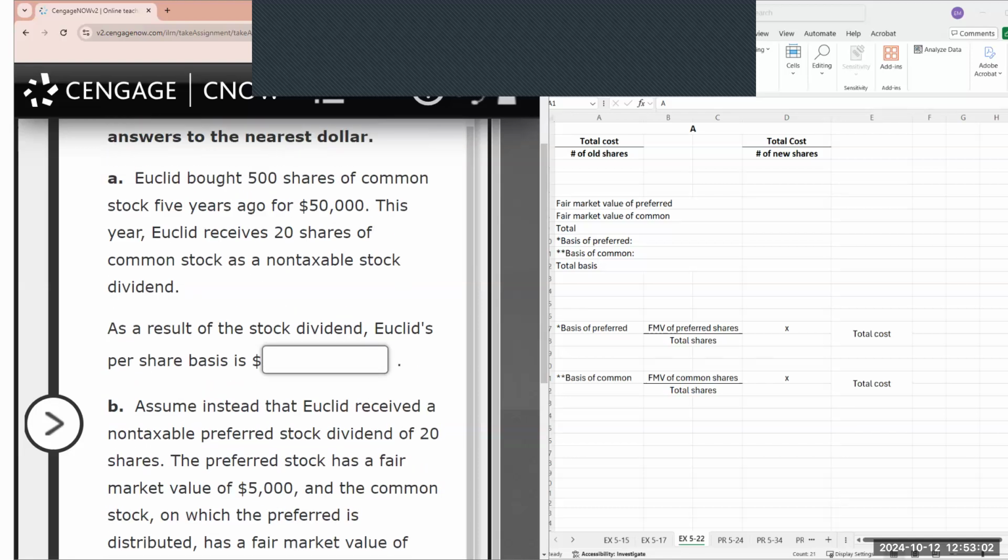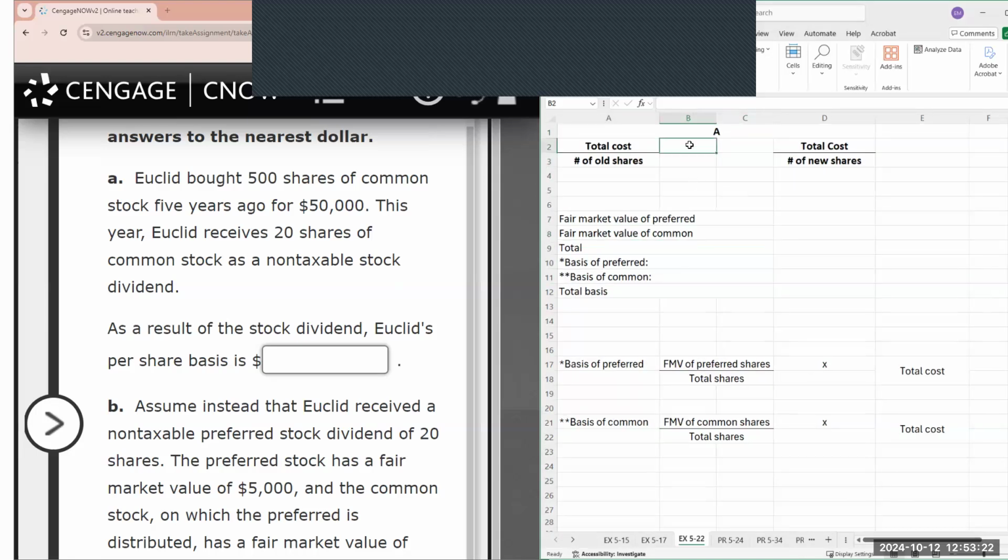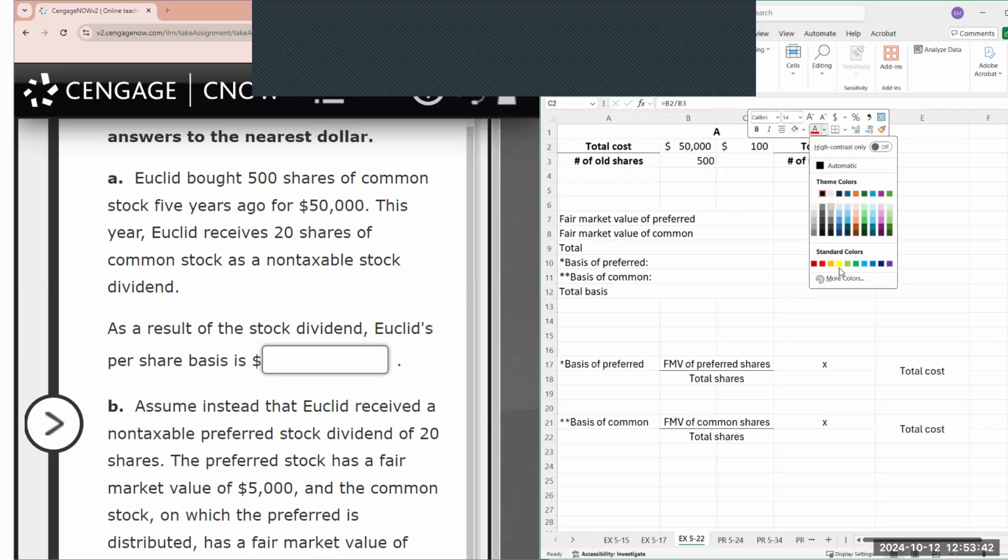Here it states Euclid bought 500 shares of common stock 5 years ago for $50,000. This year, Euclid received 20 shares of common stock as a non-taxable stock dividend. As a result of the stock dividend, Euclid's per share basis is what? Based on this information, the total cost before the stock dividend was $50,000, and the number of old shares was 500. So the per share basis for the old shares was $50,000 divided by 500, which is $100 per share. So this is the old stock.